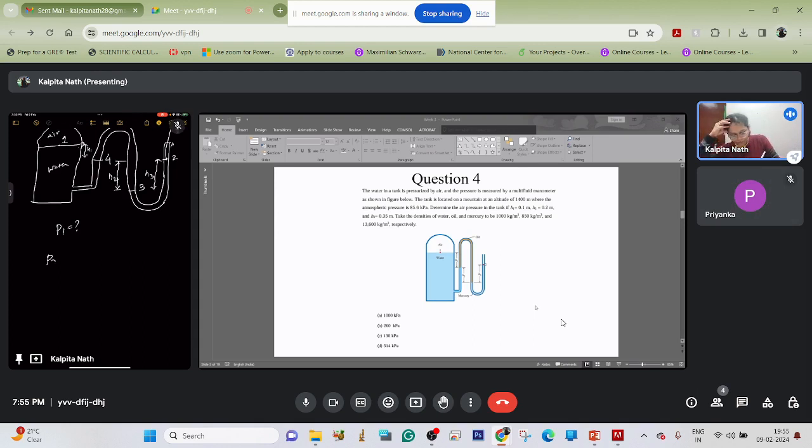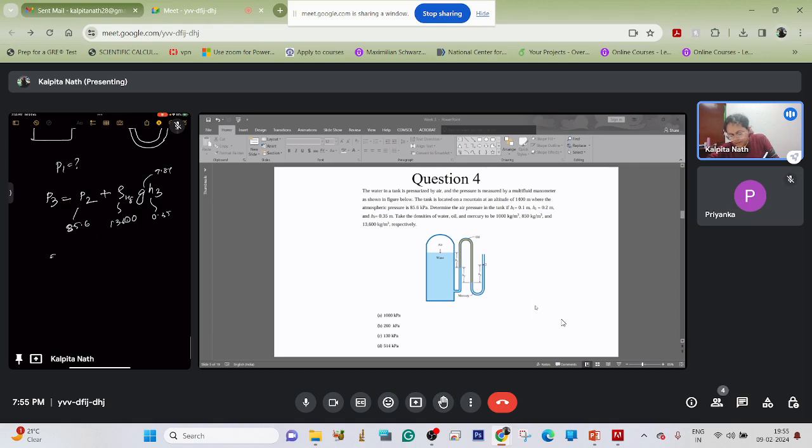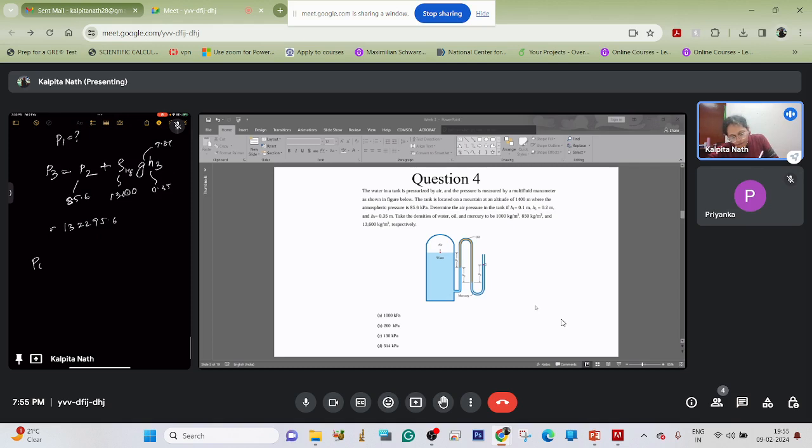So here P3 will be P2 plus density of what is there at point 2? It is water, mercury, right? Mercury. So mercury g into h3. So this is 85.6 plus 136.00 into 9.81 into h3, which is 0.35. So this will sum up to 132295.6.